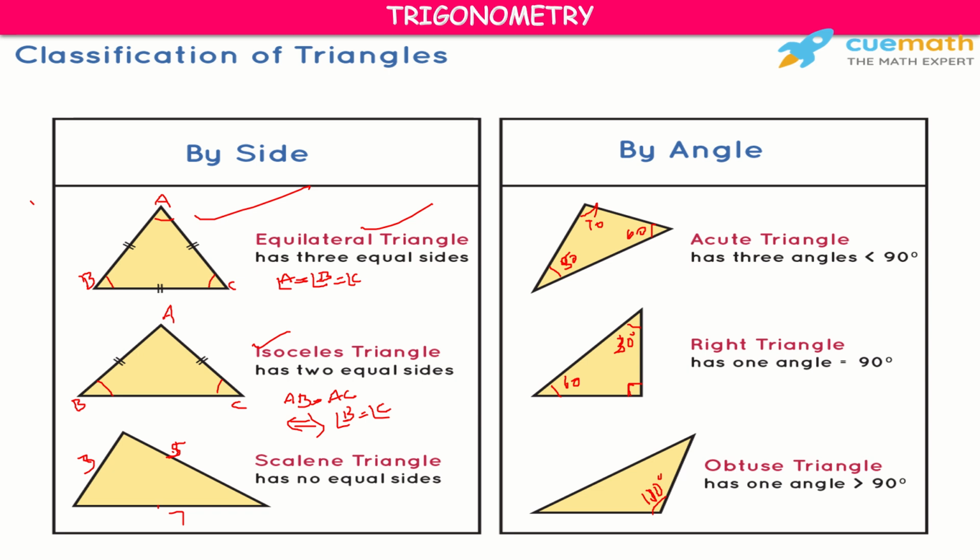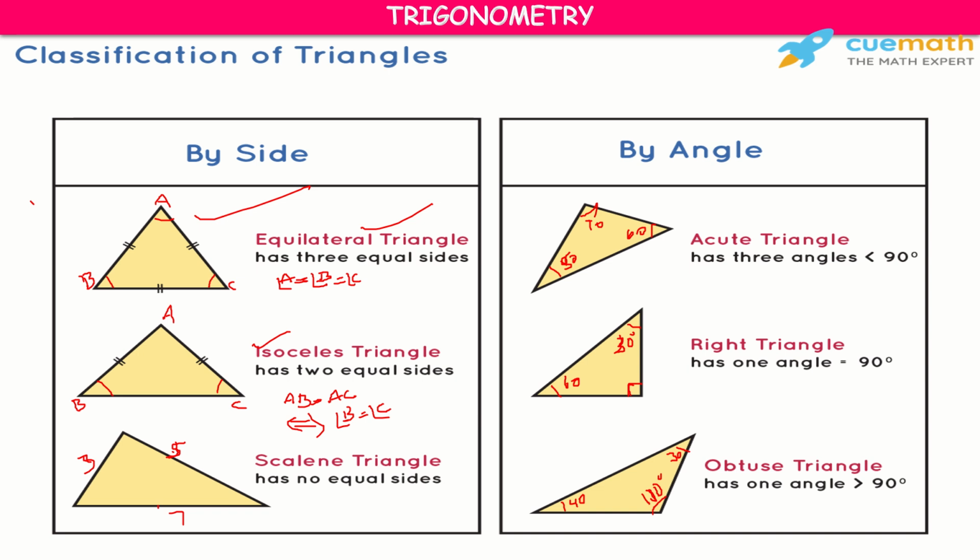See here, if one of the angles is 90, the remaining angles' sum will become 90. 60 plus 30 is 90, and this 90 makes 180. If one of the angles is 110 degrees, the remaining angles' sum will be 70 degrees. This will be 30 degrees and this can be 40 degrees. Following me? So the total will become 180 degrees. So acute angle means all the angles will be less than 90 degrees.